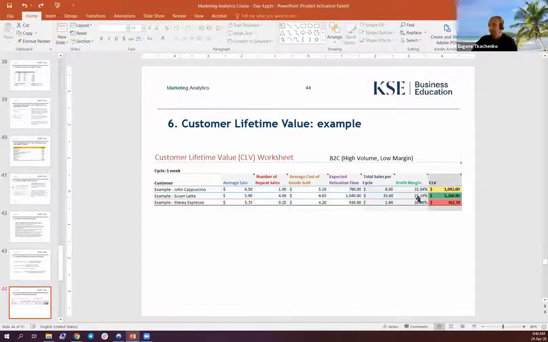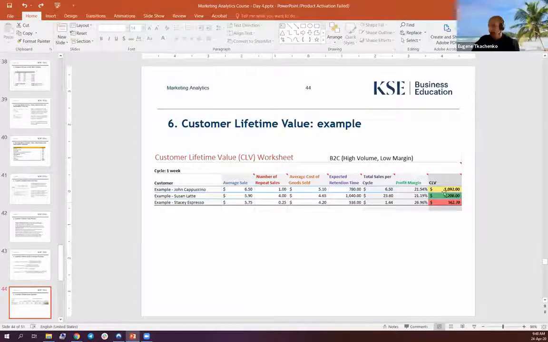So it's better to stick with Susan Latte because profitability for this group of customers is the highest, as well as the number of repeat sales, which is the key to your business, is the highest, for sales on average versus 1 and, for example, 0.25%. So it's a very tiny fraction.